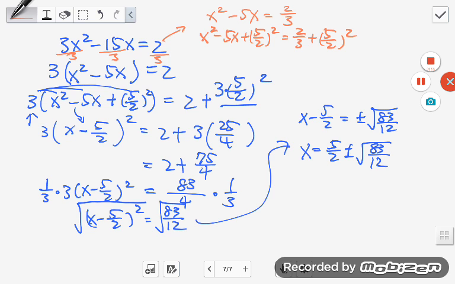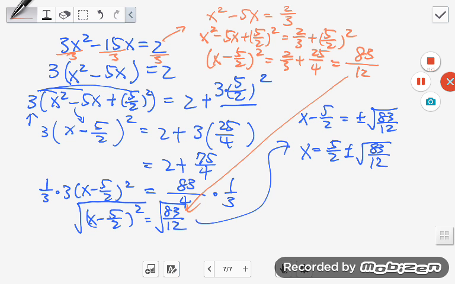It's less likely that you'll make a mistake, right? And then you can continue on from there. So I'll have x minus 5 over 2 squared is equal to 2 over 3 plus 25 over 4. And that will give us, what's that, 12, and we have 8 plus 75, that is 83, which brings us back here, right? So we'll end up with the same thing.